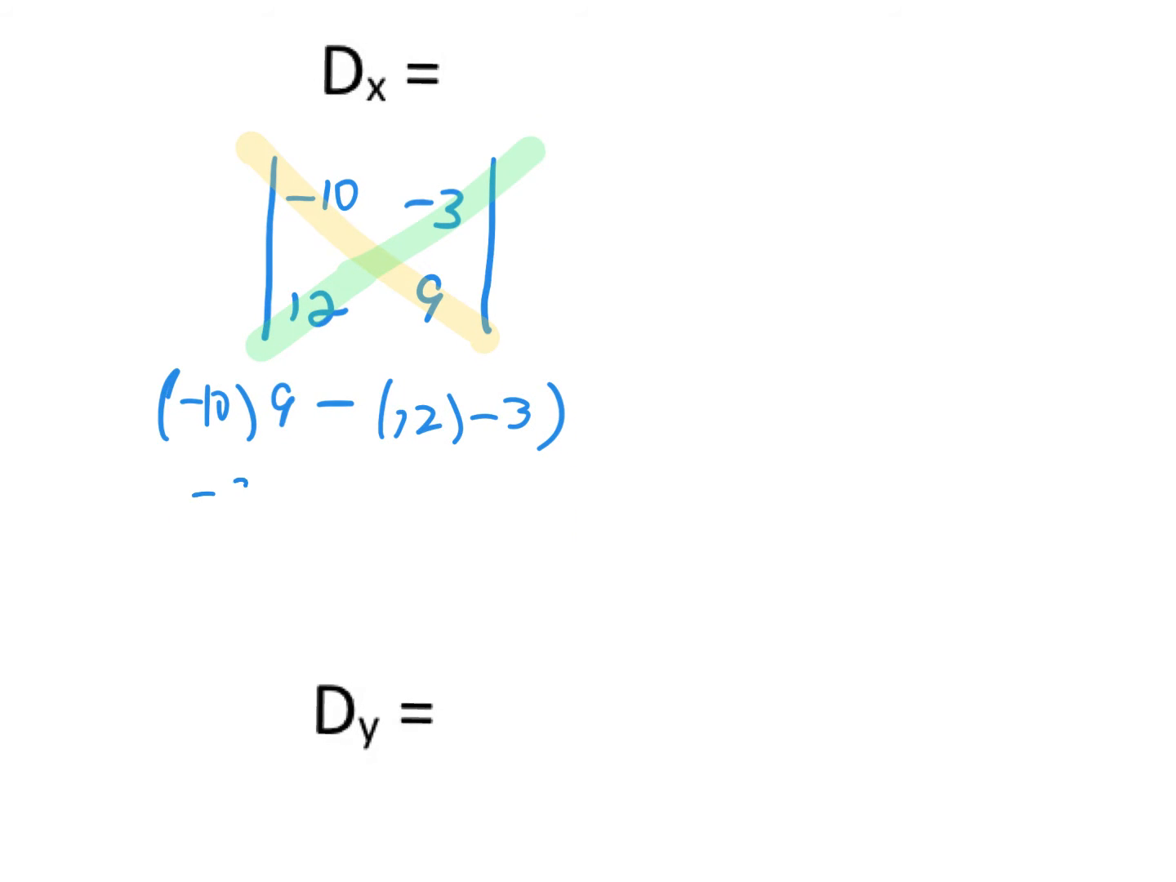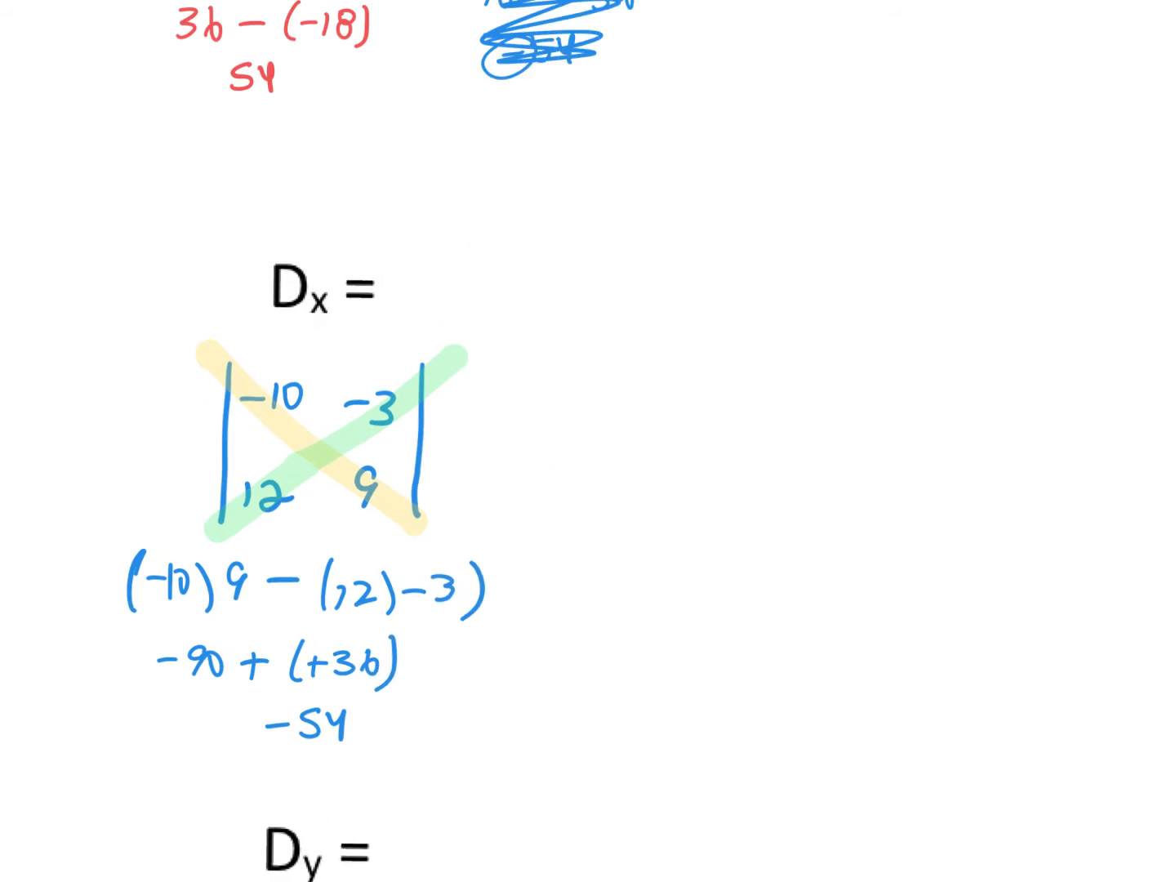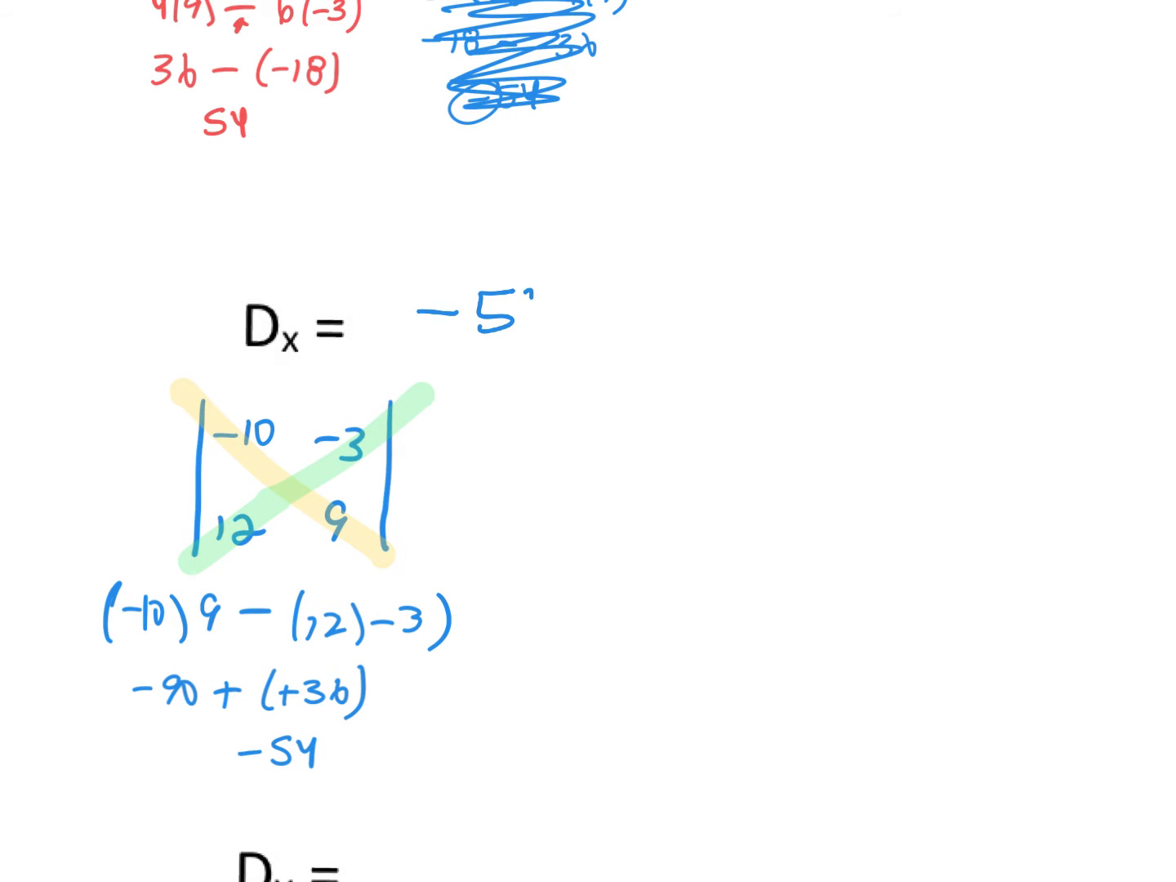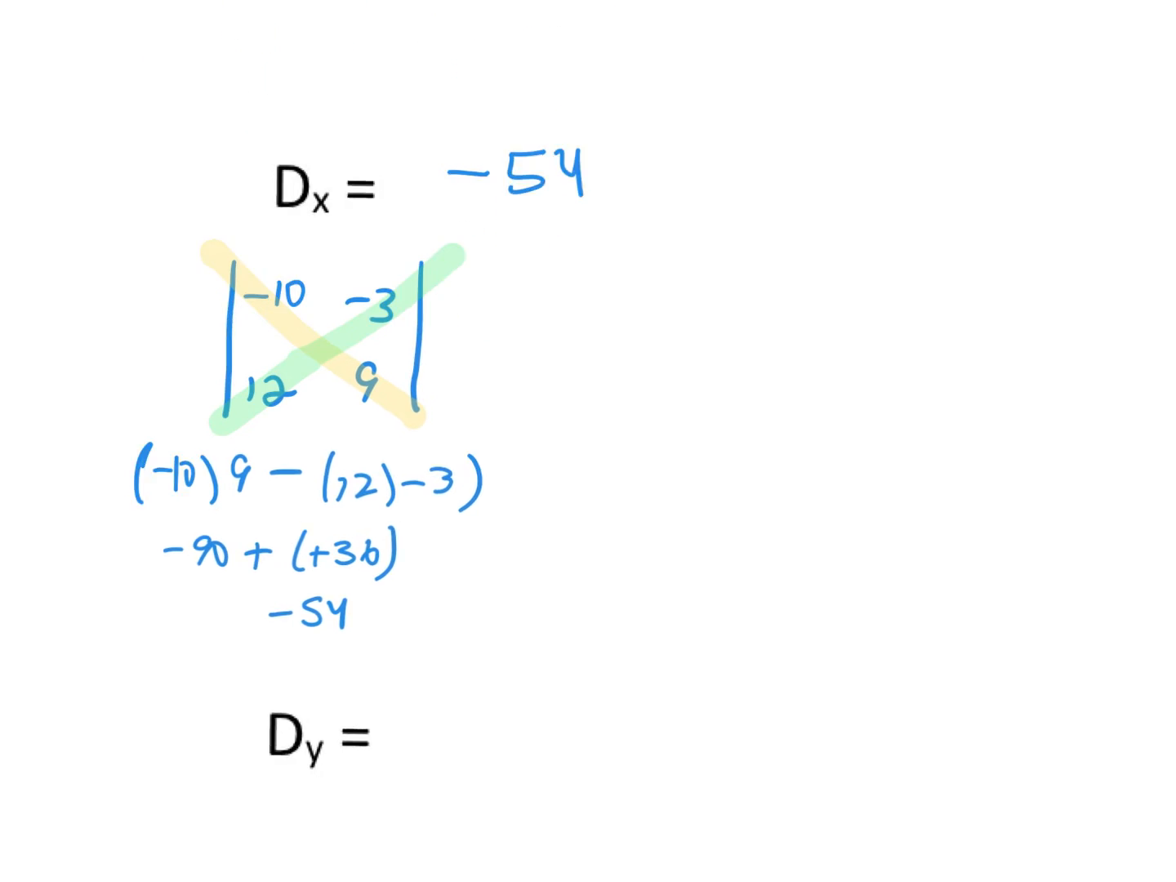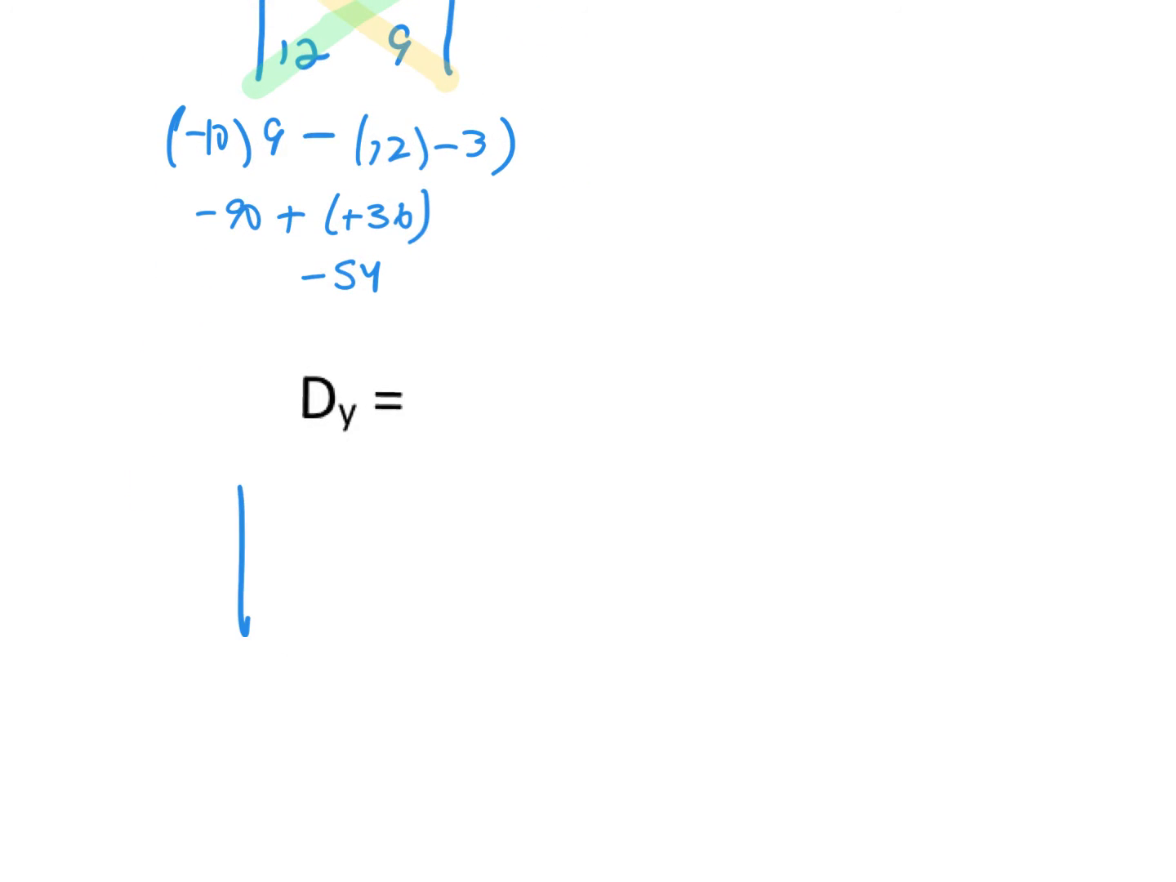-10 times 9 is -90. Minus 12 times -3 is -36. So what's -90 plus 36? I'm going to get -54. So my d sub x is -54. Everybody with me? Now we're going to do the same thing down here, d sub y.